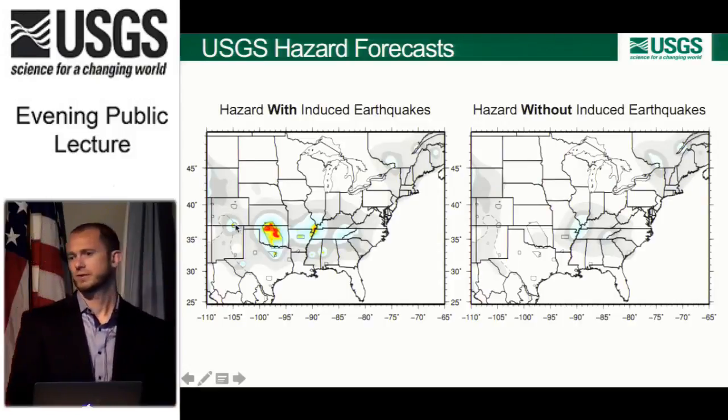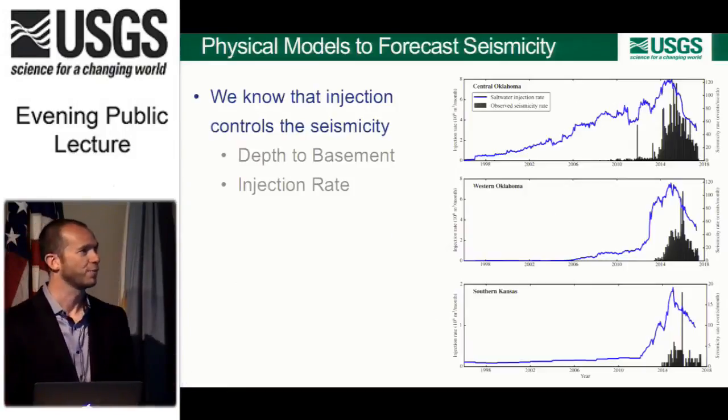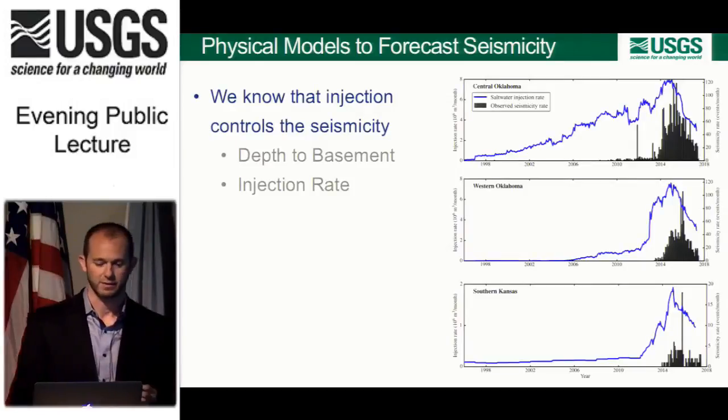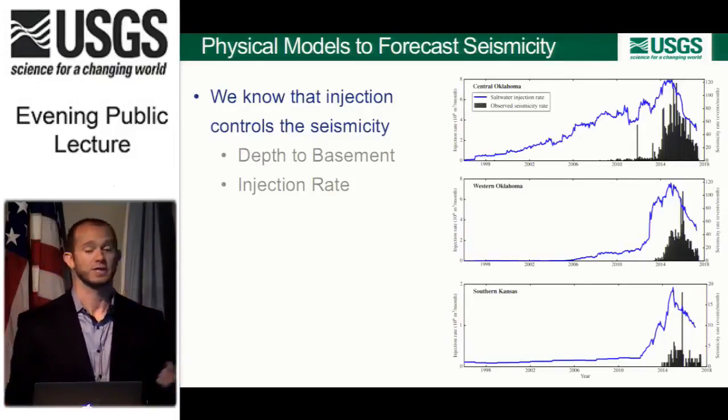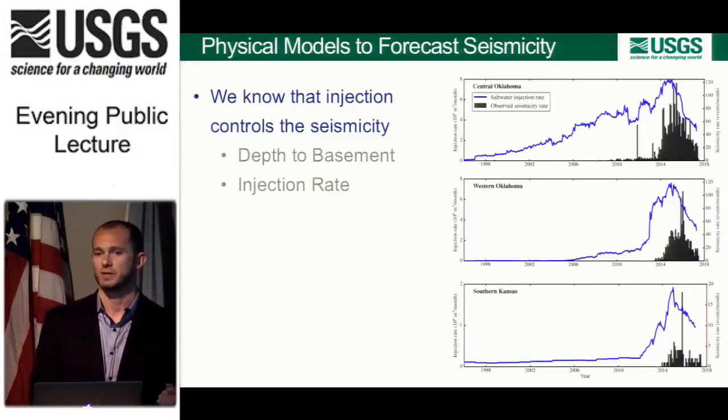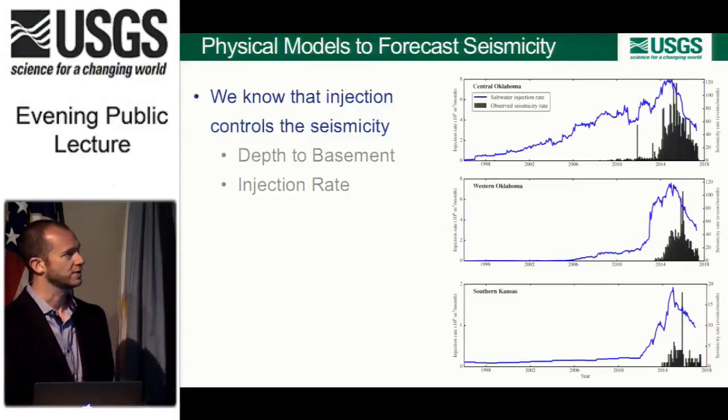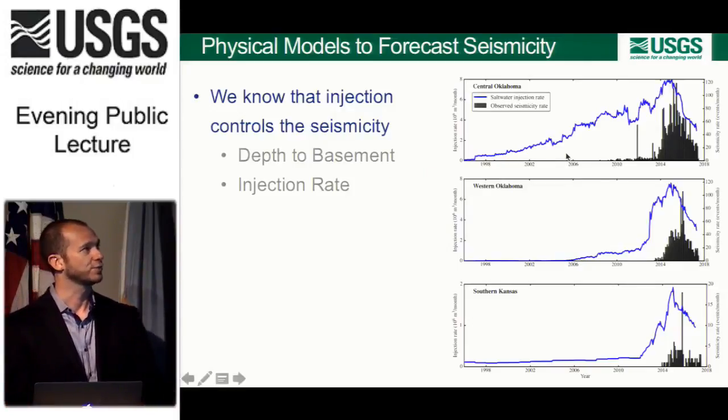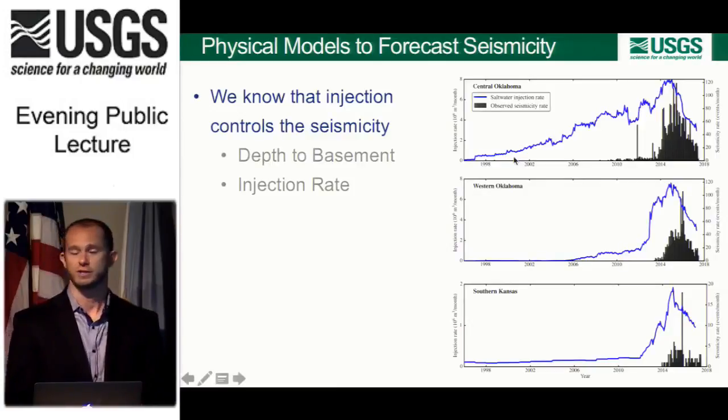But, well, you'll say to me, Justin, well, come on. You just told me you know something about the physics. You know something. Why can't you do better? Well, we can. We know that injection is controlling seismicity. We know how close you are to basement is important, and we know the injection rate is important. And you can clearly see this. We're just looking at a number of different regions in Oklahoma.